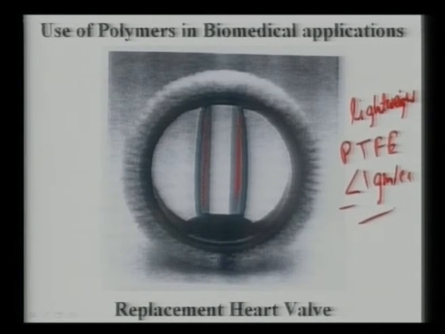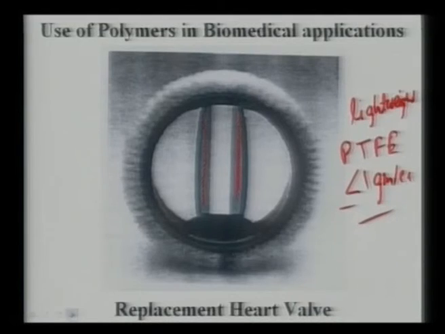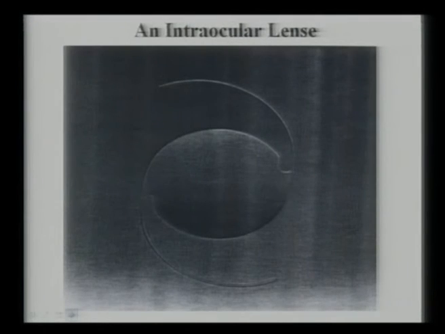And this should not cause any thrombus formation. Thrombus formation means blood platelets come together and form an agglomeration of blood cells, and that should be avoided to the maximum extent for any heart valve application. This is one example of the intraocular lens, made of polymethyl methacrylate and silicone rubber. Those are the materials typically used for different intraocular lens applications.